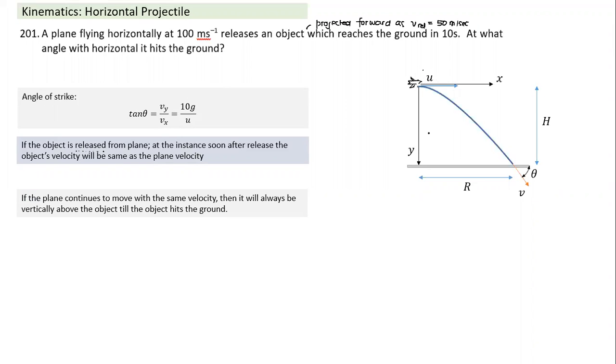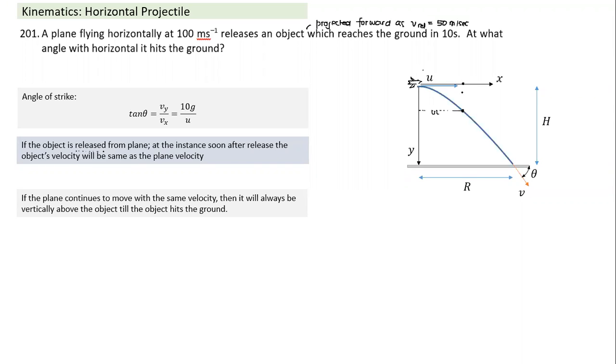What we notice here is that the speed of the plane and the horizontal component of speed of the object dropped from the plane are both the same. So in equal time, they will travel equal distance. Let's say after time t1, this object would have moved in this direction by a distance equal to u into t1. In the same time, if the plane has not changed speed, the plane also would have moved here.